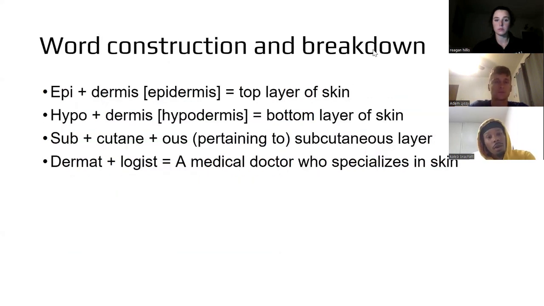Some word construction and breakdown. We have the epidermis, where epi means above and dermis means skin. So that's the top layer of the skin. We have the hypodermis. The hypo means below, and dermis again means skin. That's the bottom layer of skin. Sub means below, cutaneous means skin, and ous means pertaining to. That's the subcutaneous layer of skin. And dermat means skin, logist means a specialist, and that's a dermatologist, a medical doctor who specializes in skin.